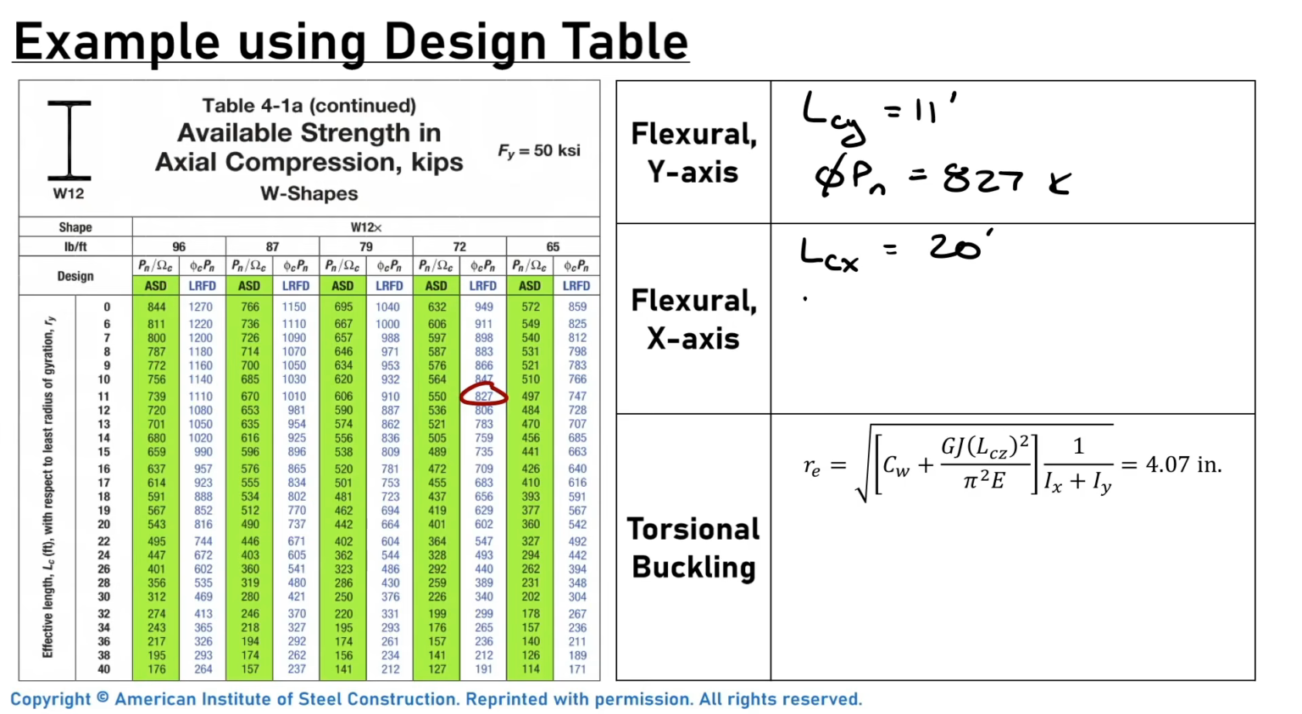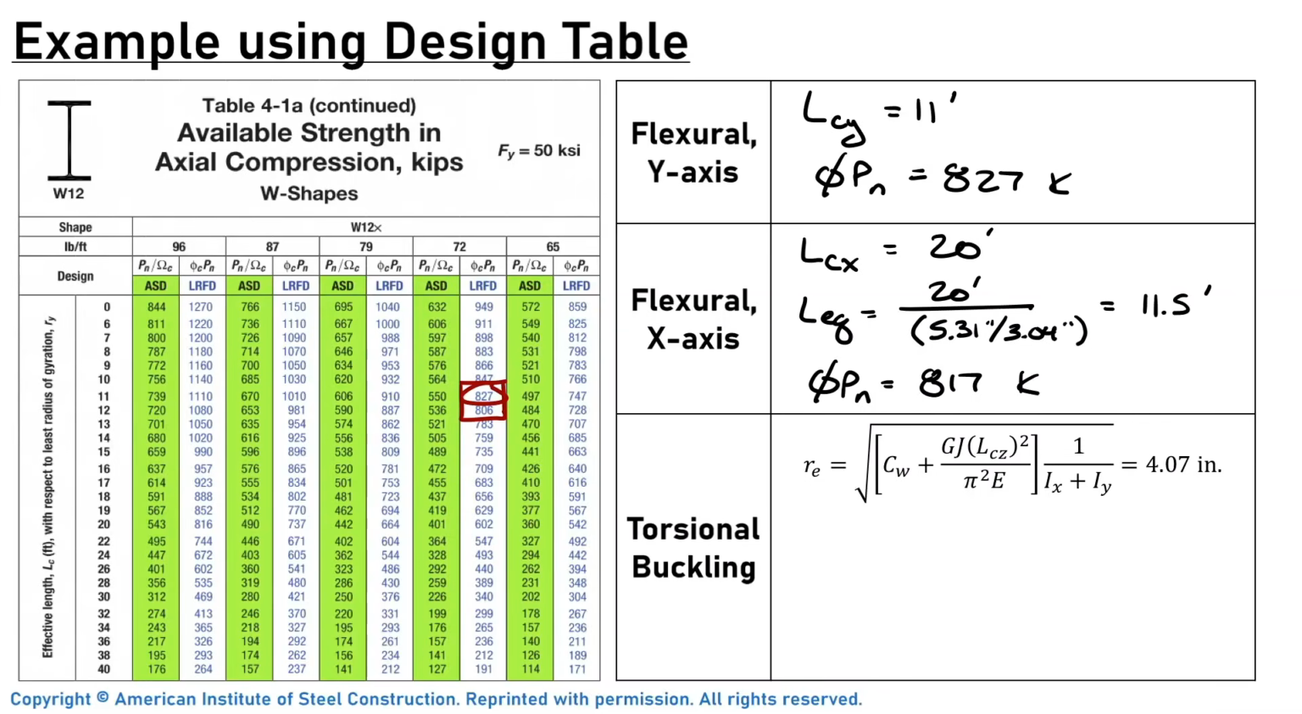Unbraced length is 20. So the equivalent length will be 20 feet divided by Rx, which is 5.31 inches, divided by Ry, which is 3.04 inches. So instead, I'm going to look up 11.5 feet. That is halfway between our two numbers right here for 11 feet and 12 feet. So if we do that interpolation, we'll find that phi PN is equal to 817 kips. And that lines up with what we were doing earlier in our calculations, where we saw that flexural buckling in the strong axis was actually more likely than flexural buckling in the weak axis on account of our brace.